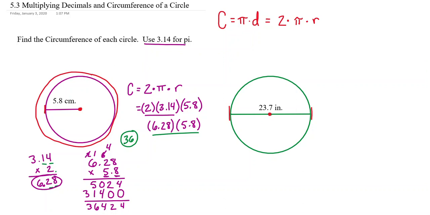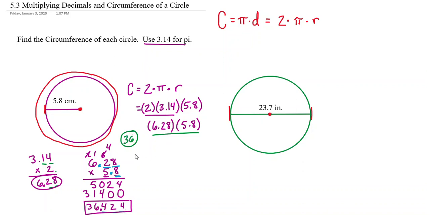Then finally, we're going to answer the question, how many decimal place values are there? There are 2 spaces after the decimal point in 6.28. There's only 1 space after the decimal in 5.8. So that's a total of 3 decimal places. So we count 1, 2, 3 spaces in, and then we put our decimal point right there. And the answer is 36.424.